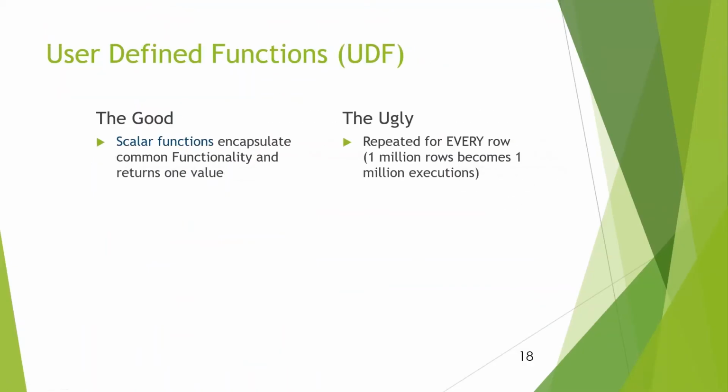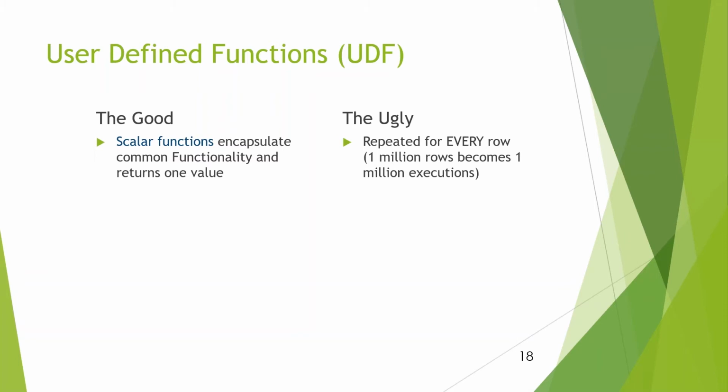So user-defined functions. When I first saw these come out, I thought they were the best thing since sliced bread. Again, coming back from an application developer's background, you are taught to break up your code for usability and readability. So scalar functions do have a good use when you are doing some mathematical operations, but not when you're joining tables. Why is that? The joins will be repeated for every single row.